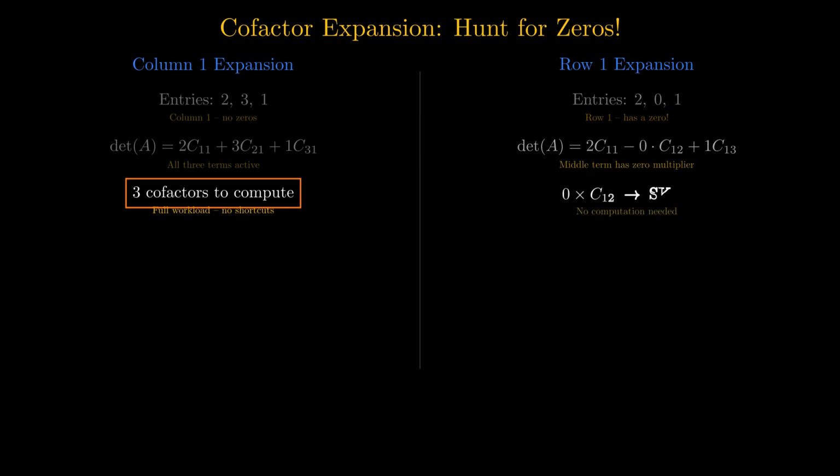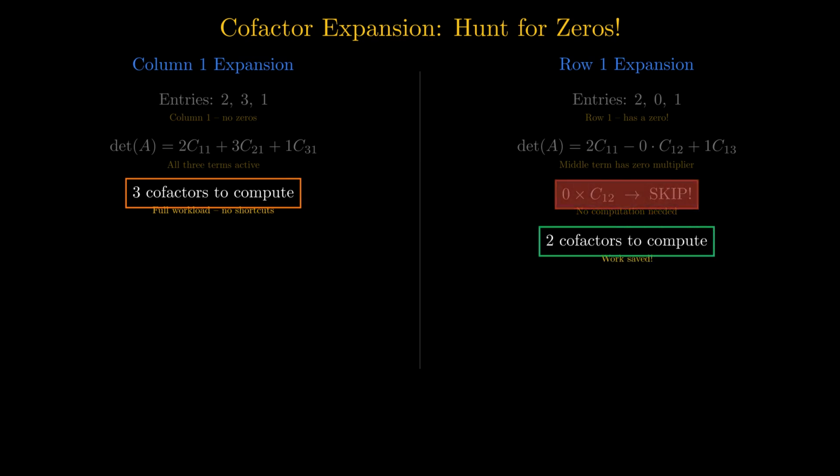That 0 in the middle means the entire second term becomes 0 times its cofactor, which is just 0. We can skip it entirely. So we only need to compute 2 cofactors. Both approaches give us the same determinant of 61, but the row 1 expansion saves us real work.